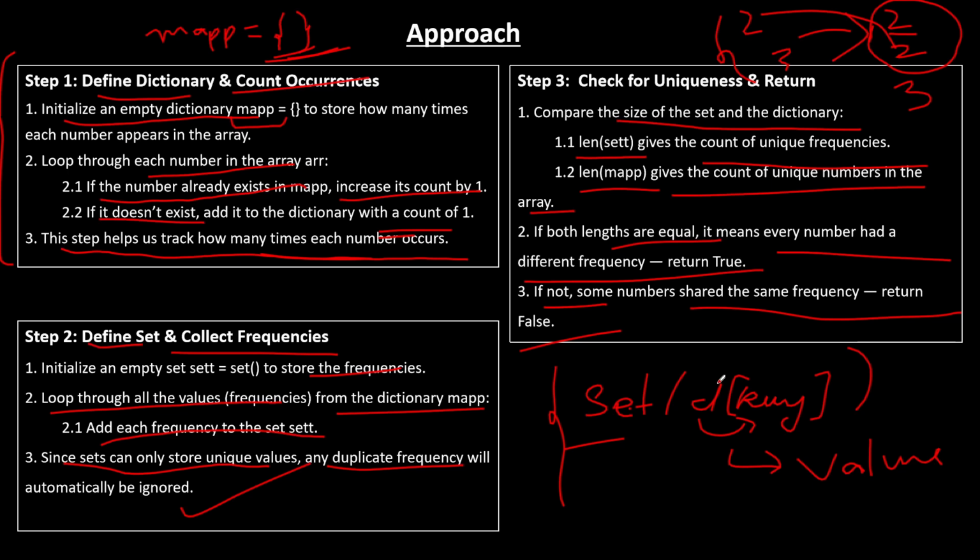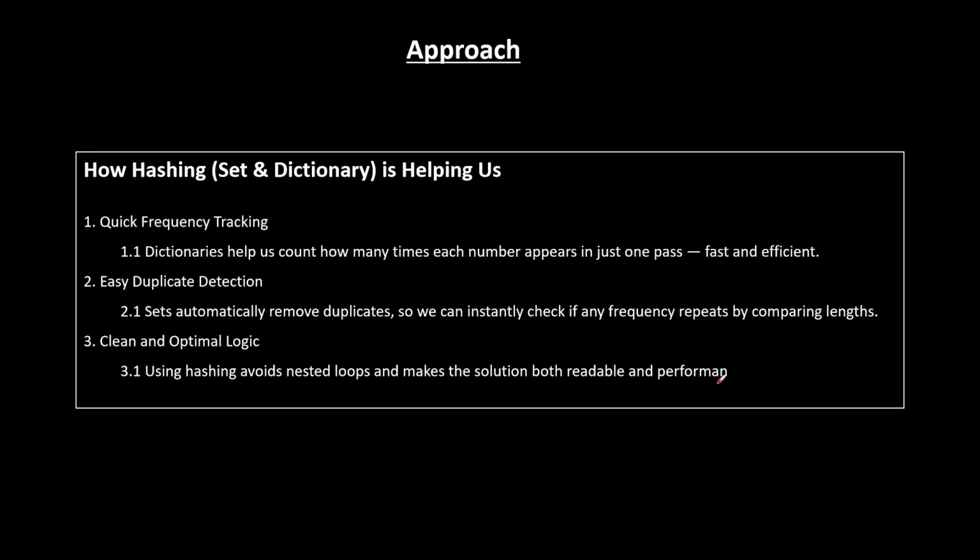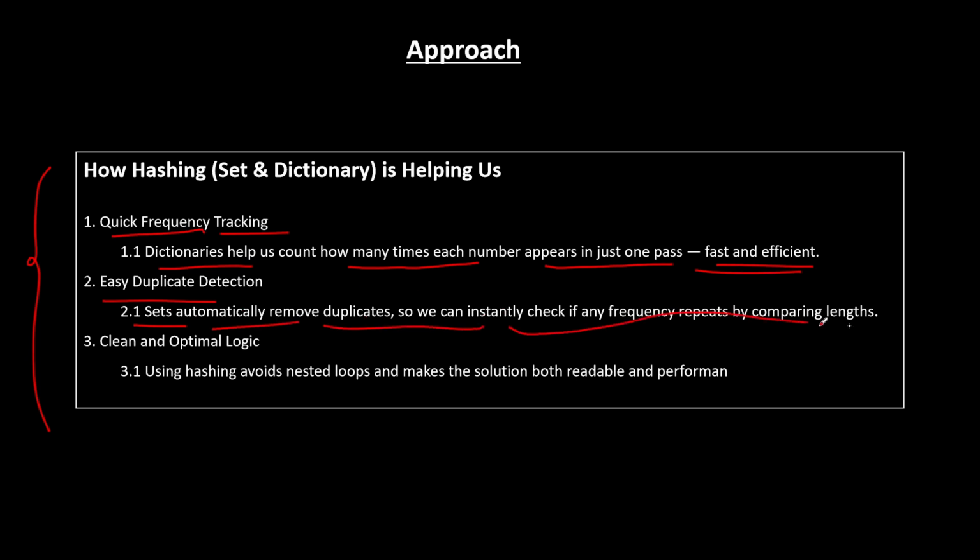I hope you understood the approach. Now let's go to the next slide. Now, how are hashing, basically the set and dictionary, helping us here? Let's understand in a nutshell how it is helping us in the given question. For quick frequency tracking, the dictionary helps us count how many times each number appears in just one pass, fast and efficient. Easy duplicate detection using sets, because as we put the values in the set, it removes the duplicates, and we instantly check if a frequency repeats by comparing the lengths. Clean and optimal logic using hashing avoids nested loops and makes the solution both readable and performant. So this is why using a dictionary and set makes sense in this question.